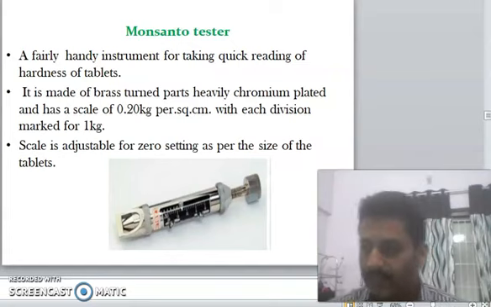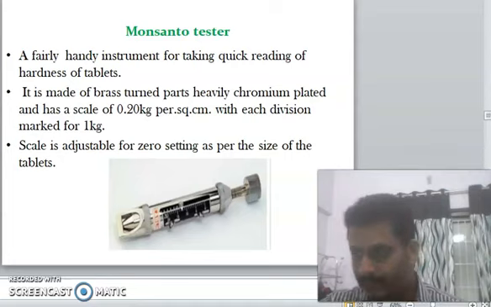The second one, which is the most widely used, is the Monsanto hardness tester. Again it is a handy instrument for taking a quick reading of the hardness of the tablets. It is made of brass and is chromium plated, and has a scale of 0.02 kg per square centimeter, with each division marked for 1 kg. The tablet is usually placed diametrically in contact with the lower plunger.